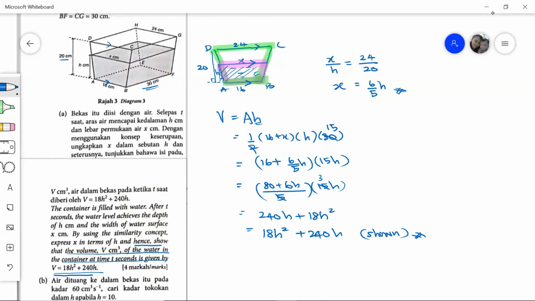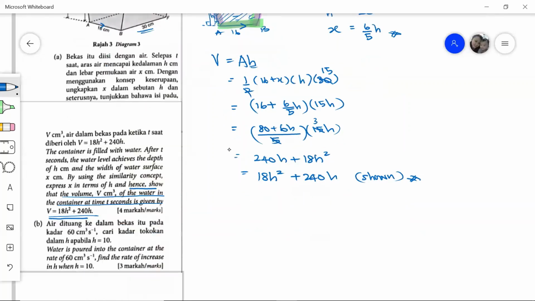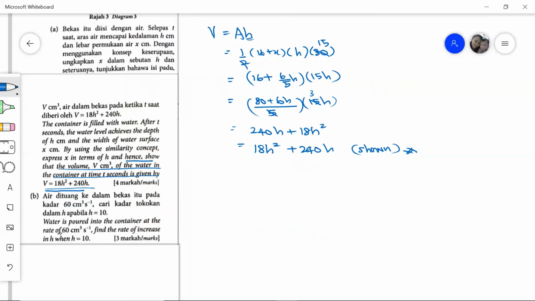And next, part B, we have the water that is poured into the container at the rate of 60 cm cubed per second. So this is a question involving the rate of change. So let's write dV by dt equals 60 cm cubed per second. Because of this unit, I know that it is the rate of change in volume. So we need to find the rate of increase in H. So we are looking for dH by dt when H equals 10.